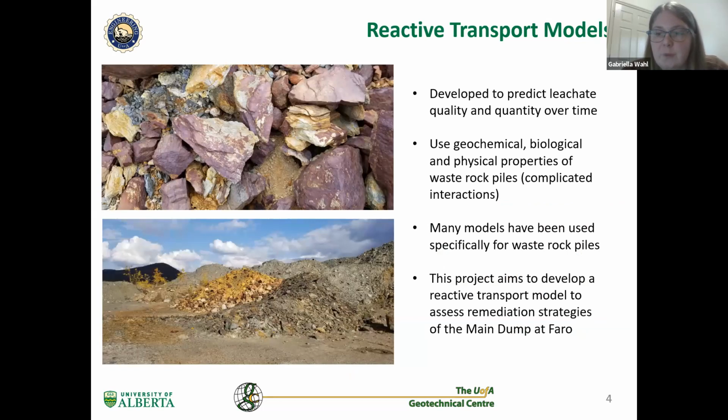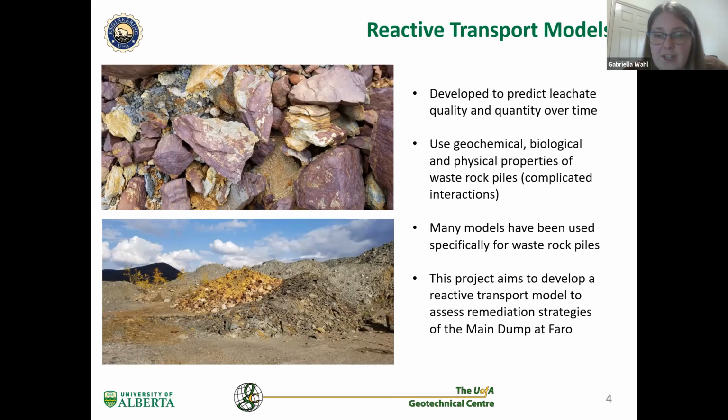And so remediation of these waste rock piles has been assessed previously using reactive transport models. These tools help predict the leachate quality and quantity from porous media such as waste rock. These models are extremely complicated systems, and as Kevin mentioned, they have to consider a lot of different factors such as geochemical, biological, and physical properties of the waste rock itself, which is a feat in itself.